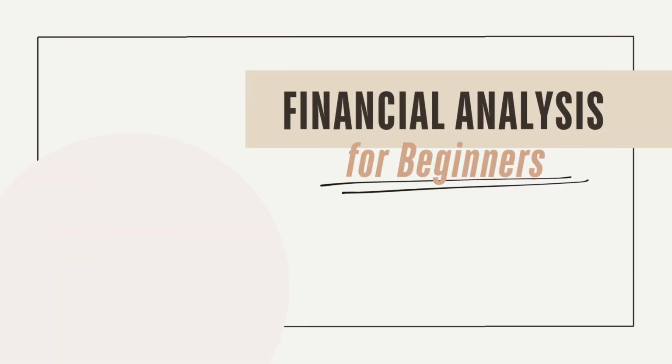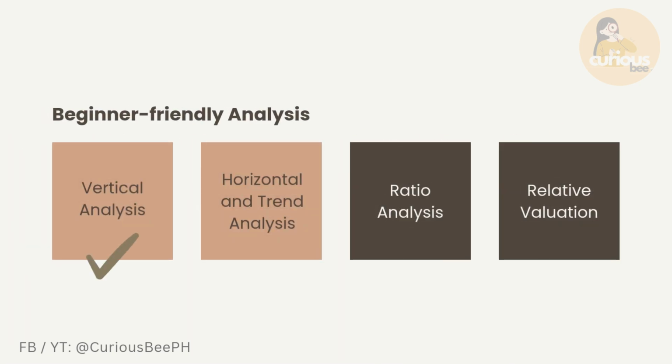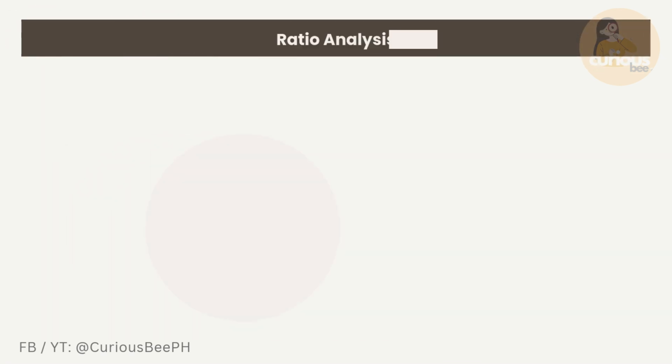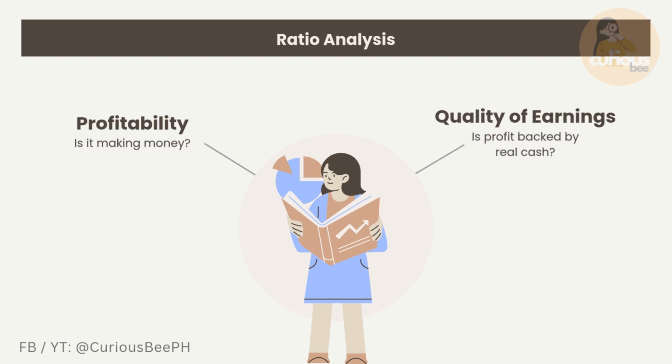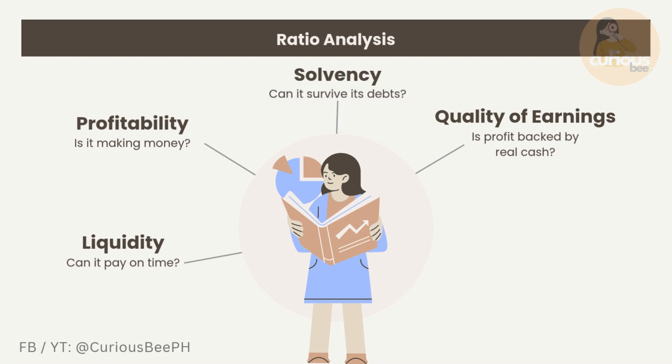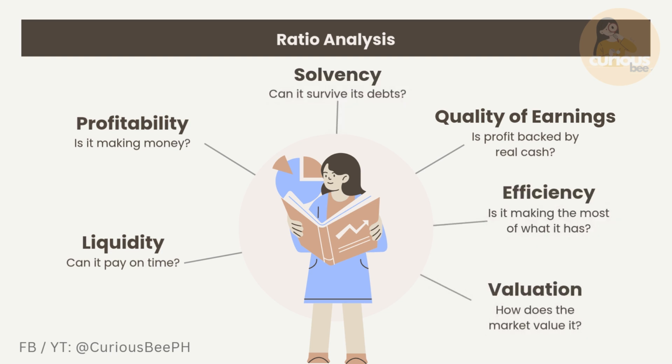In our previous video, we learned about vertical analysis and horizontal analysis. Now let's move to ratio analysis. It is a quantitative approach to understanding a company, breaking down its financial statements to uncover insights from multiple angles, like profitability, quality of earnings, liquidity, solvency, efficiency, and how the market values it.